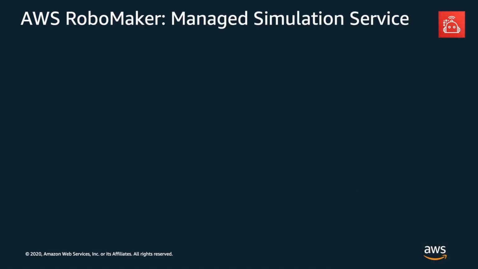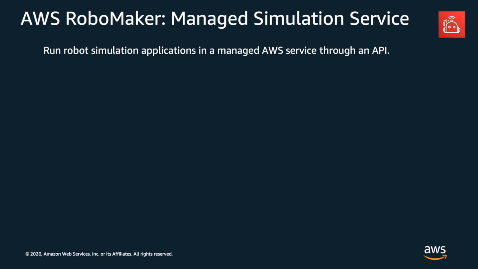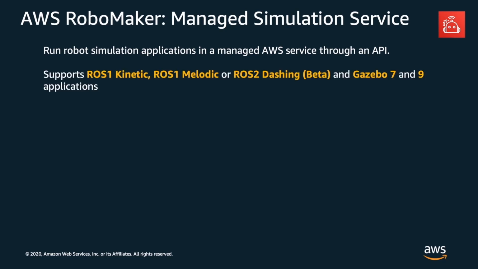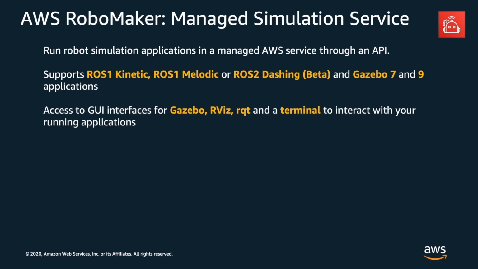So at its core, AWS RoboMaker enables customers to launch simulations for robotic applications with a simple API call. The service provides built-in support for ROS1 Kinetic, ROS1 Melodic, as well as ROS2 Dashing, and supports Gazebo 7 and Gazebo 9 today. With a single click, you can open GUI interfaces for the Gazebo client, as well as common ROS development tools like RViz, RQT, and access to a terminal to interact with running applications.